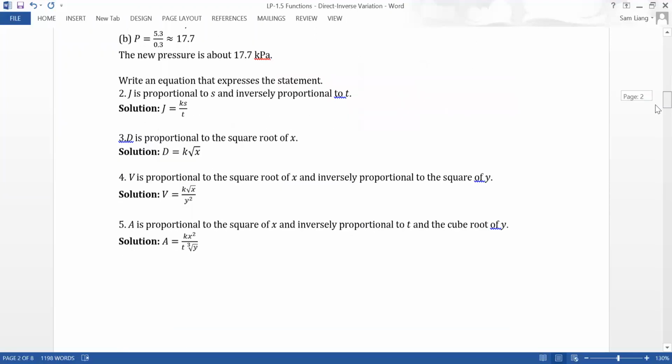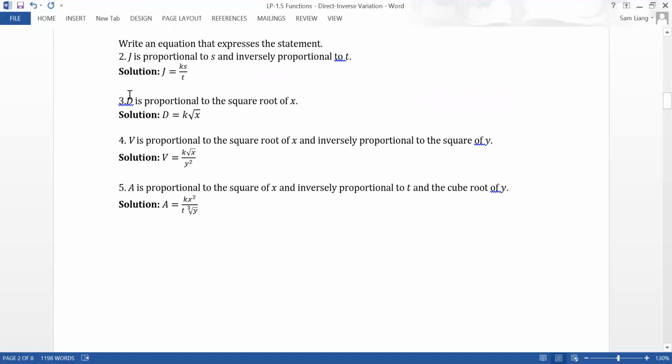All right. So question 2 is J is proportional to S and inversely proportional to T. You'll see that these are pretty simple, right? Just proportional means numerator, right? Inversely proportional means that the variable goes in the denominator, right? So proportional to S means that J equals K times S over T, right? We still have that constant of proportionality K, right? So J equals K S over T.